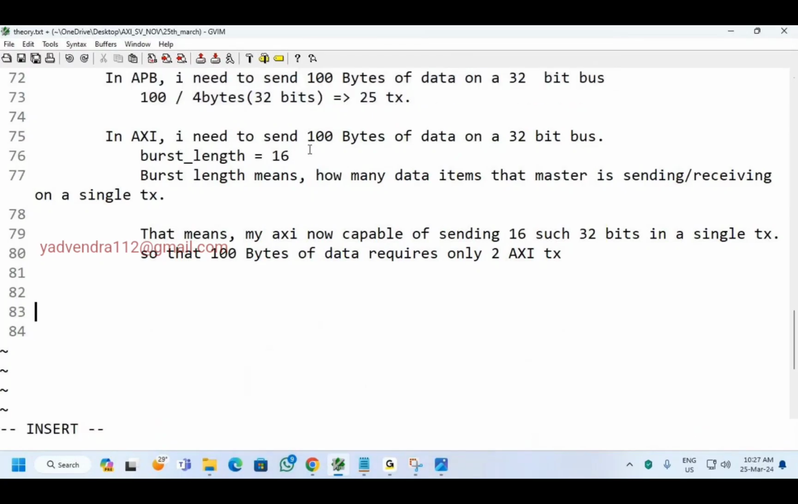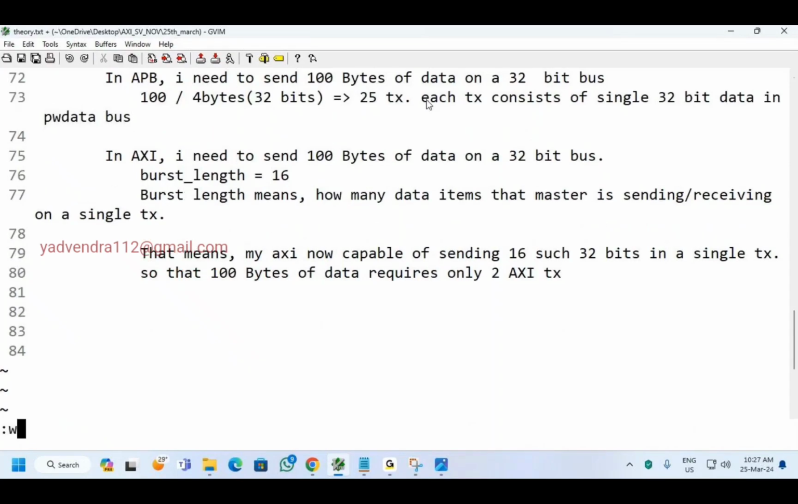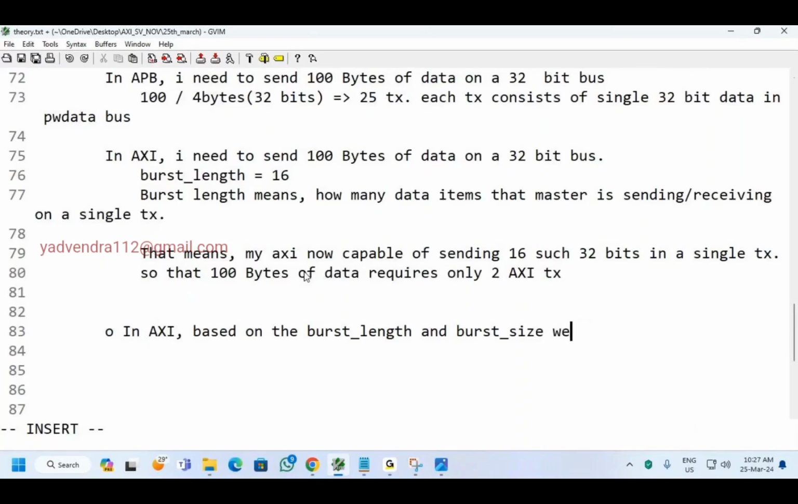Now what I will do is, each transaction consists of 32 bits, a single 32-bit data. In AXI, it is WDATA and PWDATA. So now here, in AXI, based on the burst length and burst size, we will do the transaction.